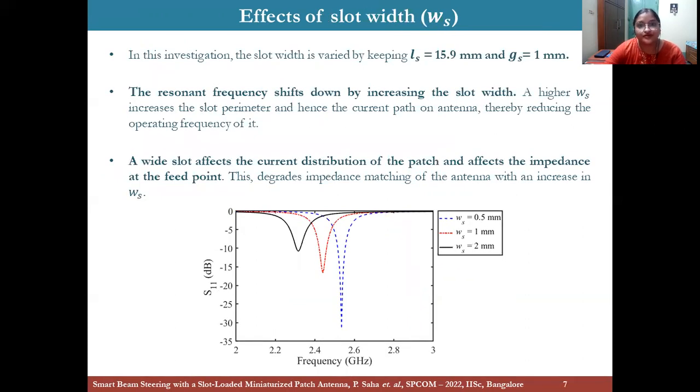The effects of slot width are shown in this slide. The slot width is varied by keeping the other dimensions constant. From the figure, we can see that by increasing the slot width from 0.5 mm to 2 mm, the resonant frequency is shifted downward, but at the same time, the impedance matching of the patch is degraded.